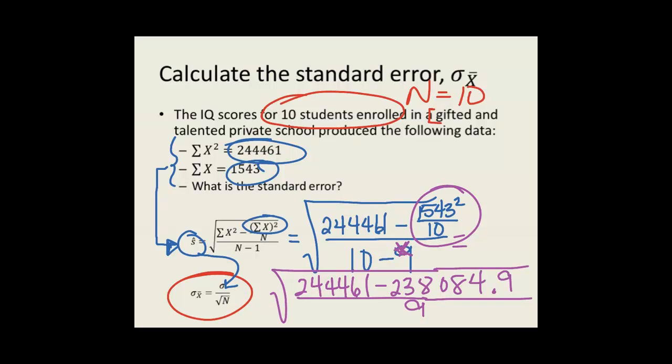So I'm going to type 244461 minus 238,084.9. Divide that by 9. And I'm going to keep working here up top. That gives me the square root of 708 and change. A lot of 5s there repeating. So I'm going to do the square root of that. And it gives me 26.6168.